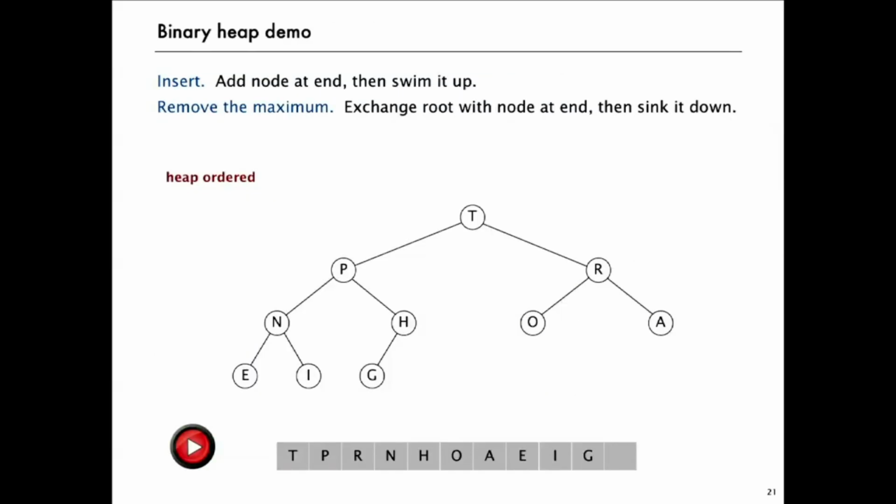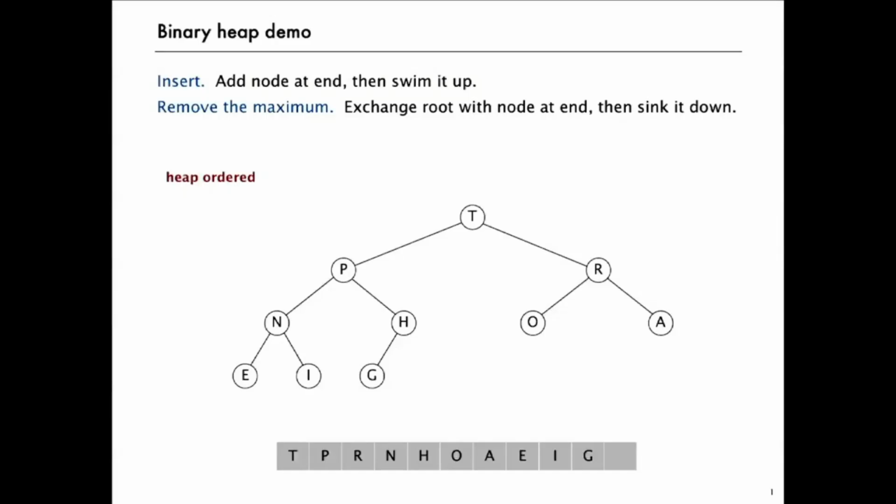So let's just take a look at what happens with a real heap with the demo when we do these things. And you'll have a good feeling for how this data structure works. So we're starting at some point where we have these 10 keys in a heap, and it's heap ordered. We've drawn the data structure with the links, so we have an intuition for what's going on. But all the program sees is the array in gray at the bottom, where T's in position 1, P and R in positions 2 and 3, and so forth.